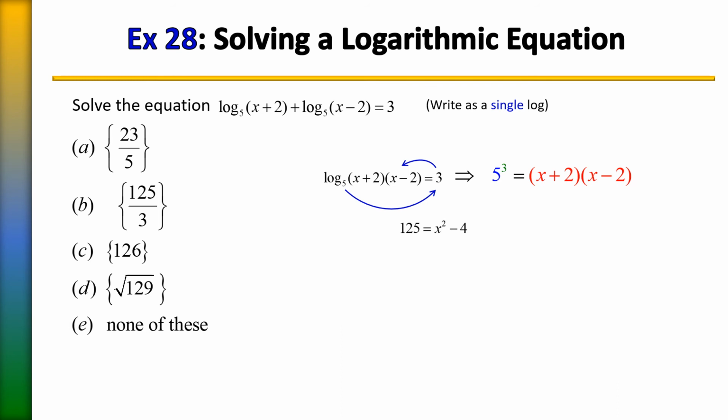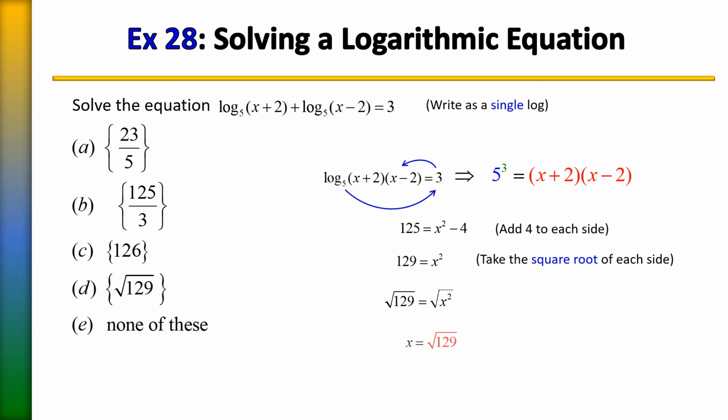Next, we're going to add 4 to each side so that we can isolate the squared term. Our next step to solving for x is to simply take the square root of both sides. Whatever you do to one side, you do to the other. And x equals the square root of 29. And there you have it.